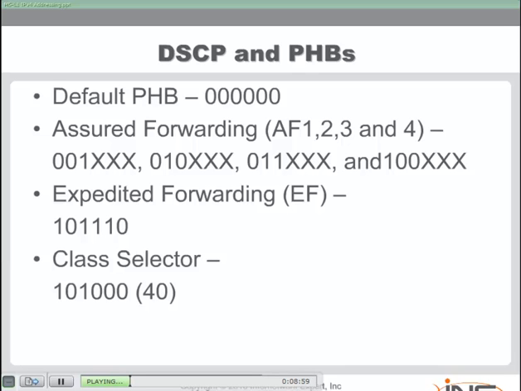So we said that there was the marking that we had in IP precedence, and that marking was IP precedence 5 that we would give voice, and the first 3 bits would be set to 101. Well, guess what? In the DSCP marking approach, we are asked to mark voice with the expedited forwarding marking called EF. And what are the first 3 bits set to? You guessed it, 101.